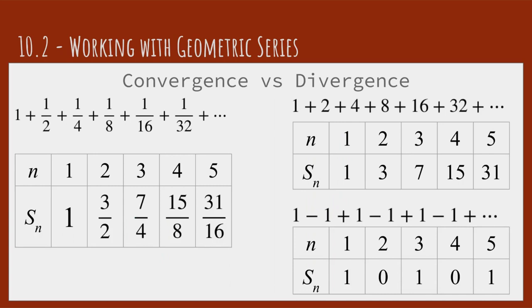So let's talk about convergence versus divergence. If you remember from the last topic, we define convergence for a series using the partial sums of that series. So in the series here on the left side, the partial sums are what we get when we add the first n terms together. So the first partial sum is just the first term. The second partial sum is what we get when we add the first two terms together. The third partial sum is what we get when we add the first three terms together, and that's going to be 7/4 in this example.